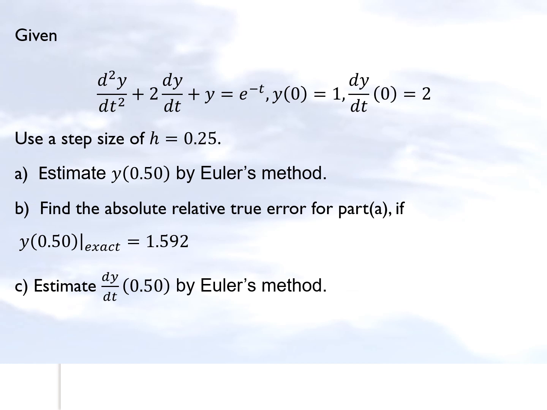So here we have an example which is given to us, a second order differential equation, and we're asked to use a step size of 0.25 to estimate the value of the dependent variable y at 0.5. We're also asked to calculate the absolute relative true error when the true exact value is given to us. We're also asked to find the slope of the dependent variable y with respect to time t at t equal to 0.5. So let's see how we can solve this problem by using Euler's method and taking the second order differential equation.